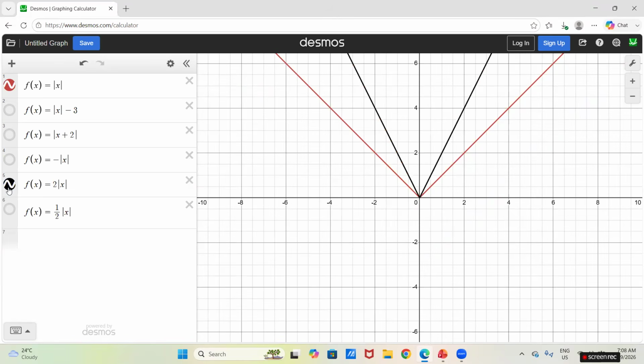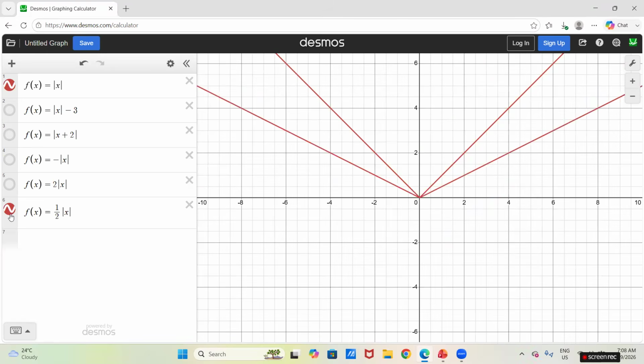And 2 is a vertical what? Stretch, because it makes the graph taller. It made the graph taller and narrower. And a vertical compression would mean it made the graph wider. I hope you understand.